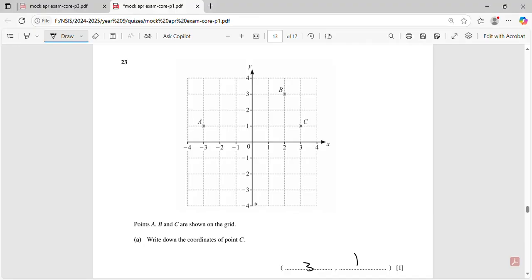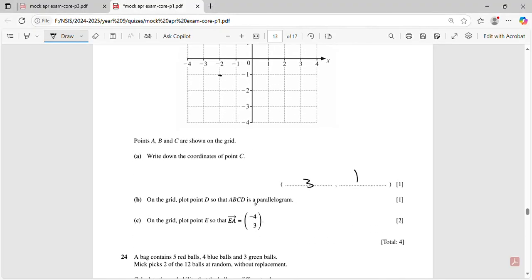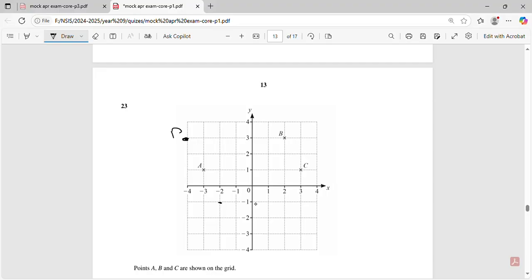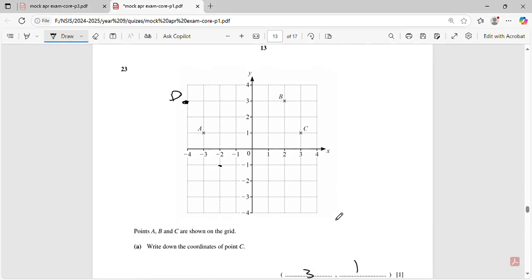-2, -1. This is a parallelogram. This is a rectangle. He said parallelogram. It will be here, my friend. -4 and 3. This is what will be the parallelogram. This is what will be the point D. Be careful because he asks you for a specific shape. Okay, there is a big difference between a parallelogram and a rectangle.